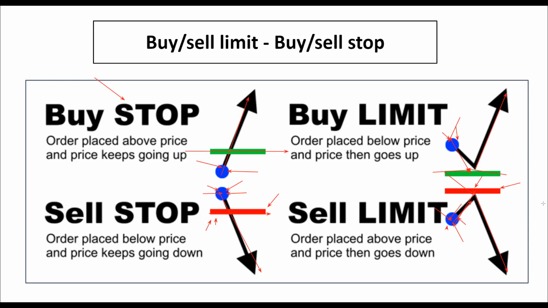Simple as that. Sell orders, sell limit orders. Limit orders are always put behind the price, right? Stop orders are always put in front of the price. This is the simplest way you can explain it, and I'm going to show you guys the examples in another video. So let's move on.